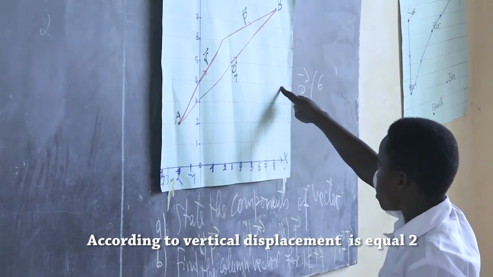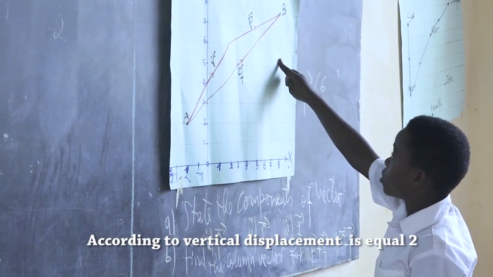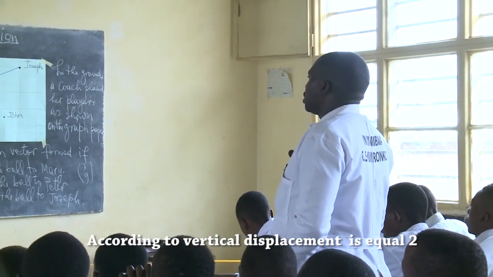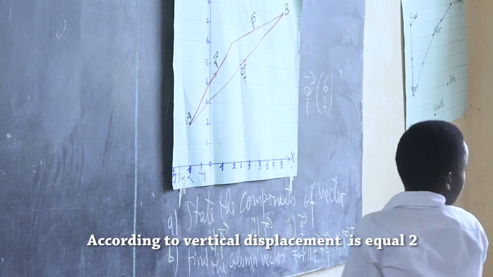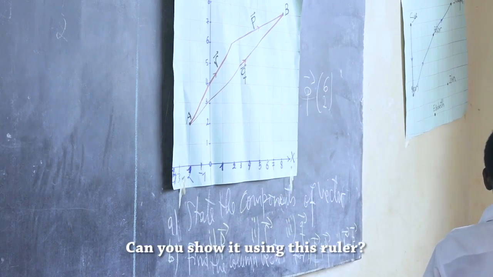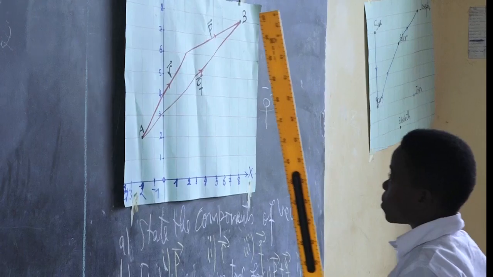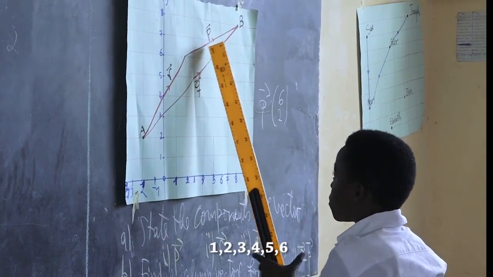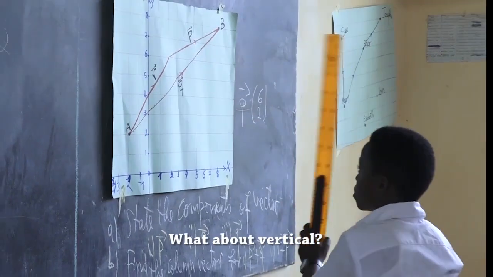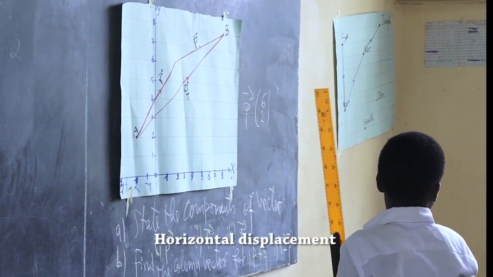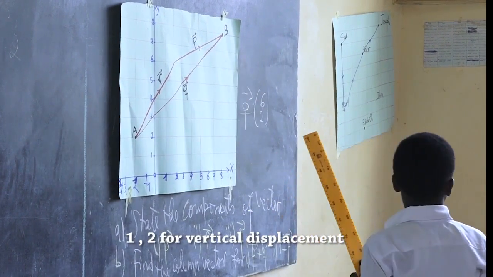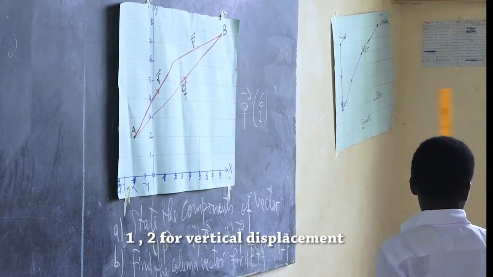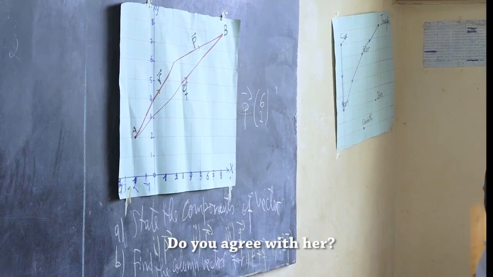According to the vertical displacement equal to 2. Can you show using this ruler? 1, 2, 3. 1, 2, 3, 4, 5, 6. Then what about the vertical? Horizontal. That is the horizontal displacement. 1, 2 for vertical displacement. That is 1, 2 for vertical displacement.